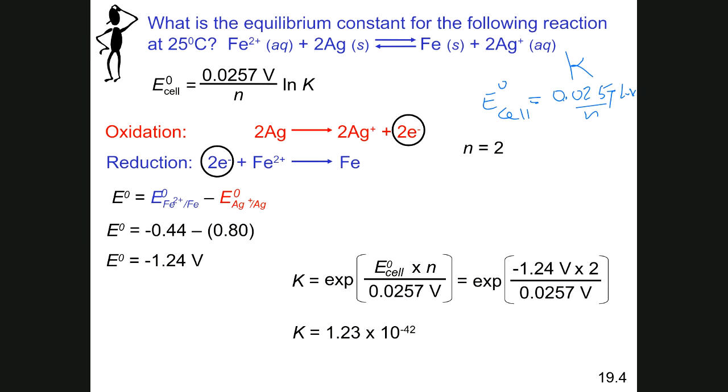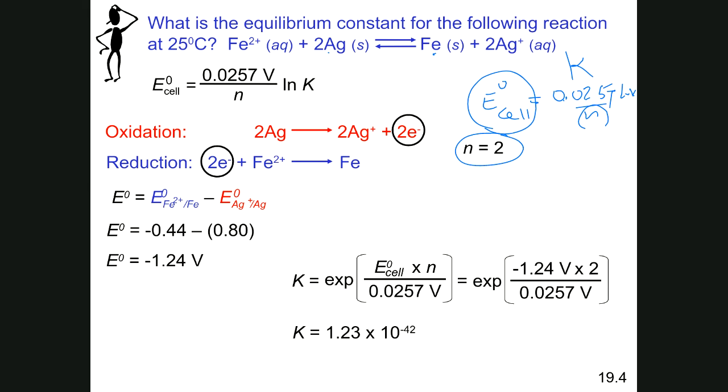So if you want to find the K value, we need to find the E cell and we need to find the n. We have the balanced equation. We have 2 electrons gained by iron and 1 electron lost per silver. So the value for n is going to be 2.